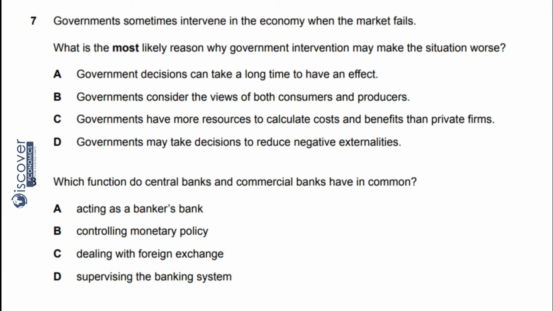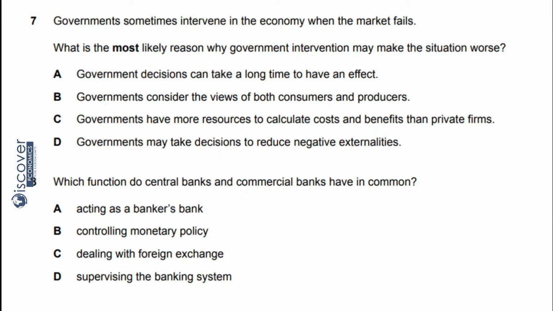Question number 7. Government sometimes intervene in the economy when the market fails. Now see how market fails. Market fails when there is a demand-supply gap, when the person wants to buy but there is nothing, their demands are not met. Fine. So come to the choices. What is the most likely reason why government intervention may make the situation worse? How is government going to make the situation worse? Now let's see what are the choices.